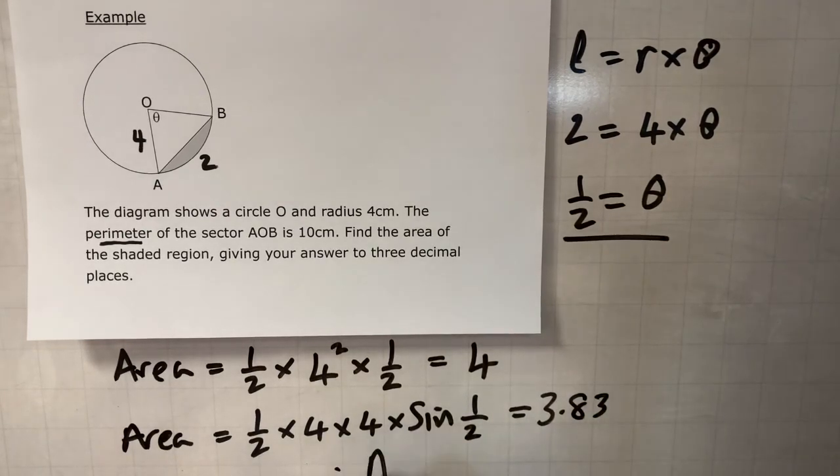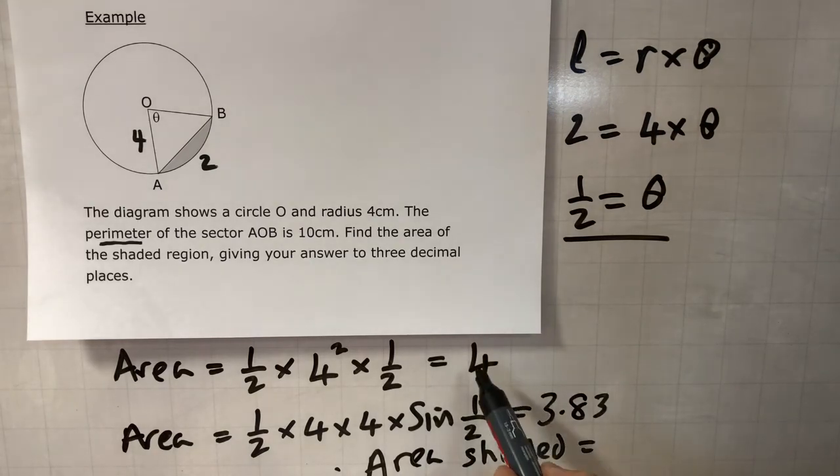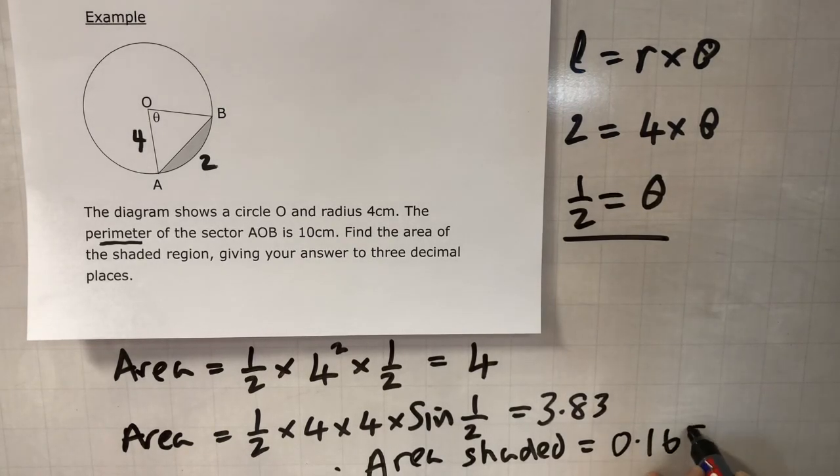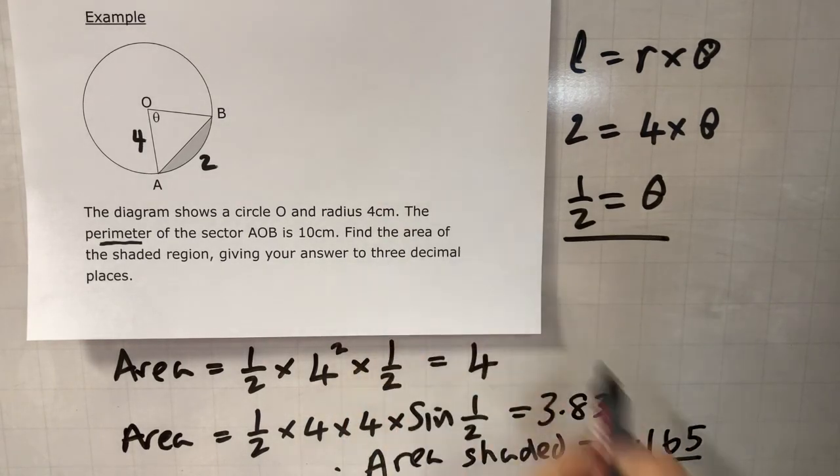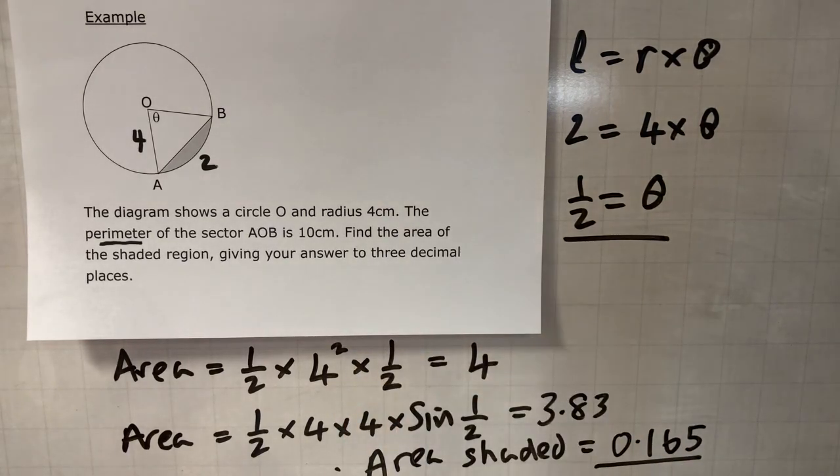So therefore the area shaded would equal the 4 take that, which works out to be 0.165 to 3 decimal places.